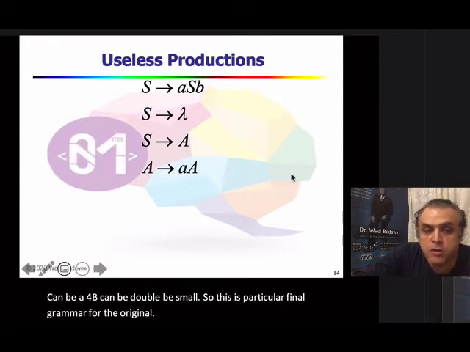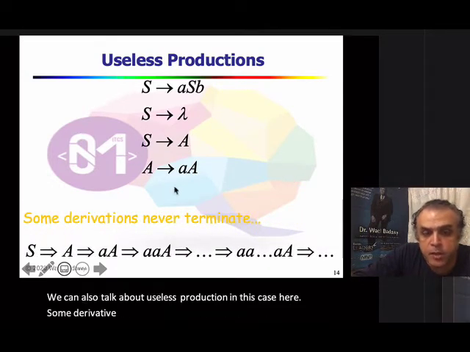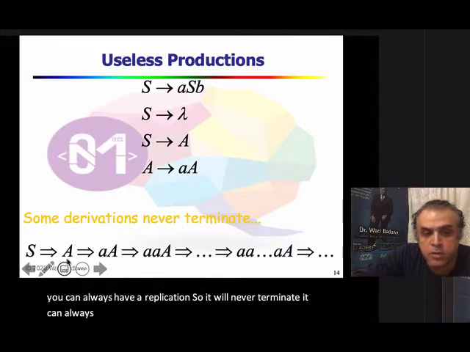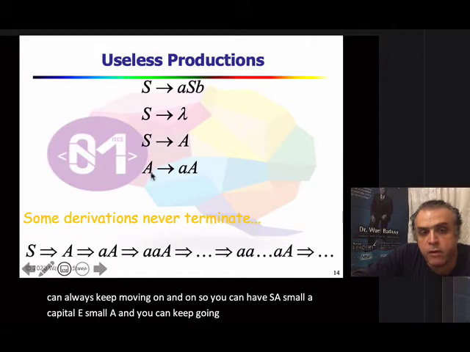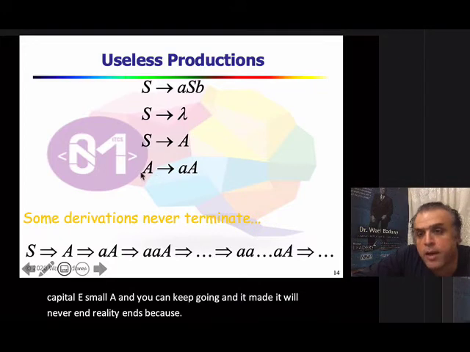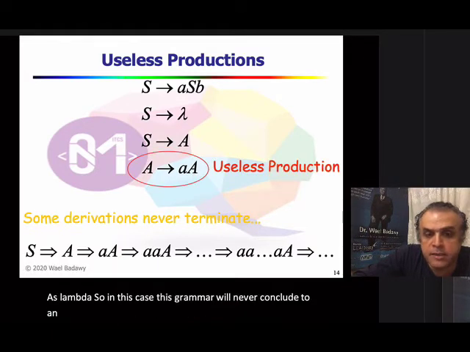We can also talk about useless production. In this case here, some derivation never terminates. This is a production where you can always have a replication, so it will never terminate. It can always keep moving on and on. So you can have S, a A, a a A, a a a A, and you can keep going. And it will never in reality end, because you don't have A as lambda. So in this case, this grammar will never conclude to an expression, because this is a useless production.